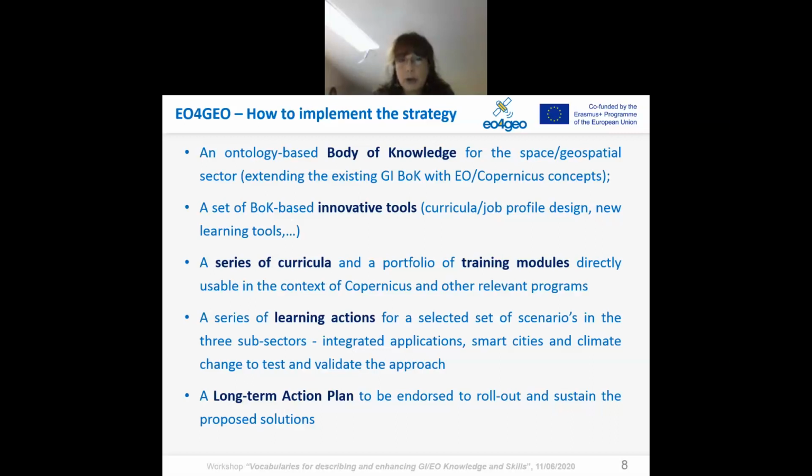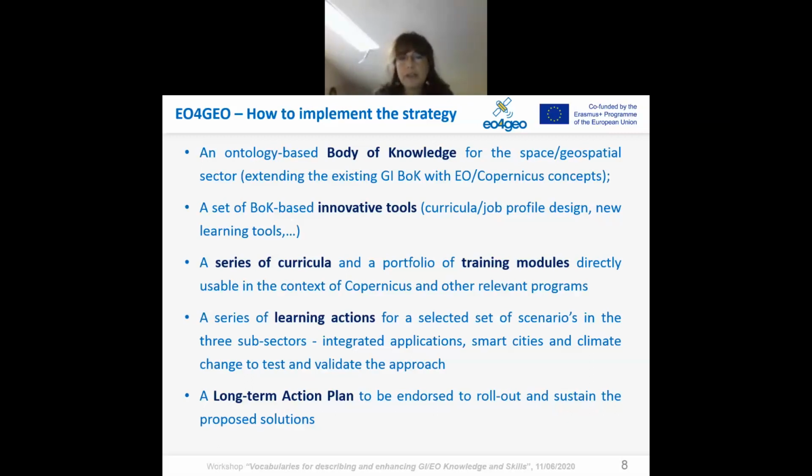Our methodology, our approach, is going to be tested through a series of learning actions that we are presently designing for a selected set of scenarios in the three subsectors mainly addressed by the project, which are integrated applications, smart cities, and climate change. And of course, as I was mentioning, we want all our activities and approach to have a concrete impact in the education and vocational training system in the medium and long term.